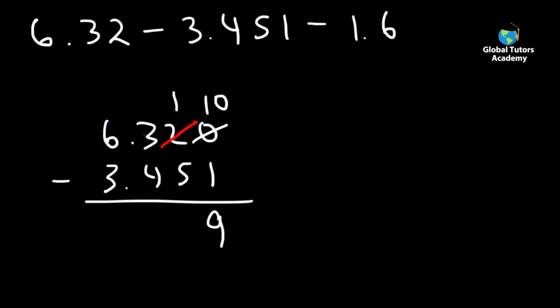And then we can't do 1 minus 5 because that's going to give us a negative number. So let's borrow a 1 from the 3, making that a 2. And the 1 becomes 11 on the right. So 11 minus 5 is 6. And we can't do 2 minus 4, so we need to borrow a 1 again, making the 6 a 5, changing the 2 to 12. Now, 12 minus 4 is 8, and 5 minus 3 is 2. And if you have a calculator, you can just confirm it. And so 6.32 minus 3.451 is indeed 2.869.